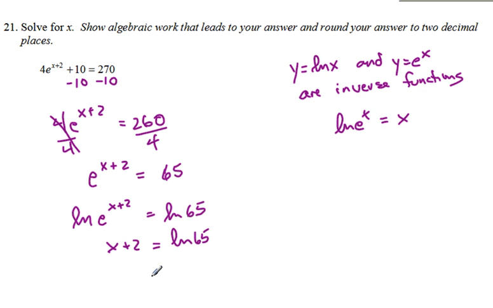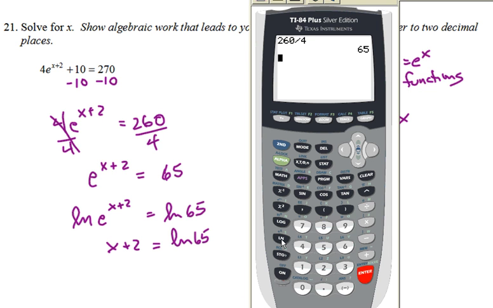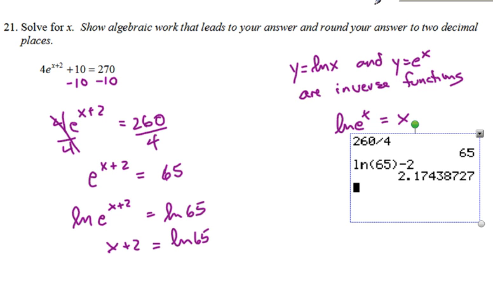of 65. And our last step is to subtract 2, and I'm going to use my calculator to just get a number. So natural log of 65, and then I subtract 2. And there's my answer. I was supposed to go to 2 decimal places, so x is about 2.17.